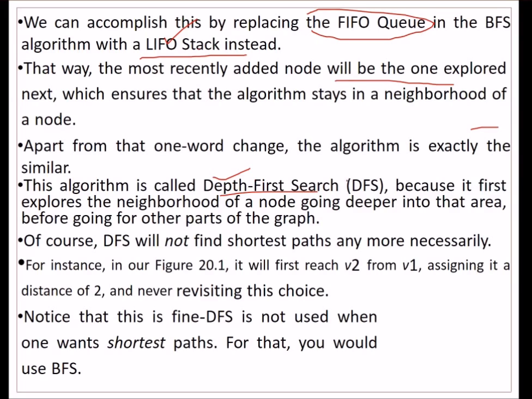And DFS will not find the shortest path. In figure 20.1 we just saw, it will first reach V2 from V1, assigning it a distance 2, and never revisit this choice, whereas in that case we have to revisit it, and DFS may not. And this is fine. DFS is not used when one wants the shortest path. When you need a shortest path, you have to go to BFS, not DFS.